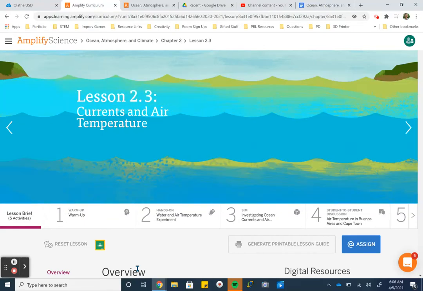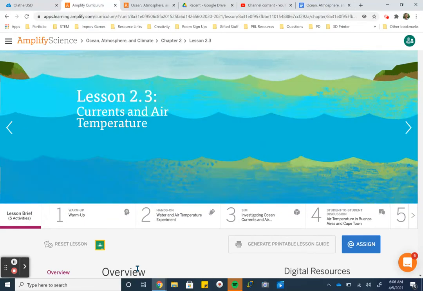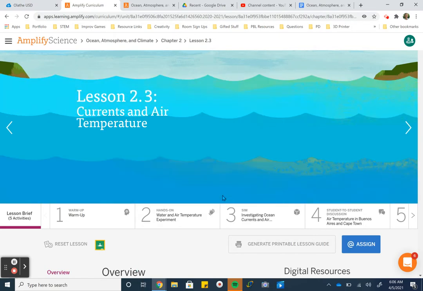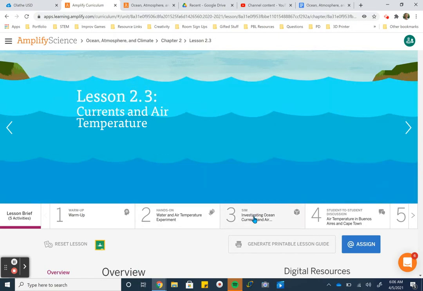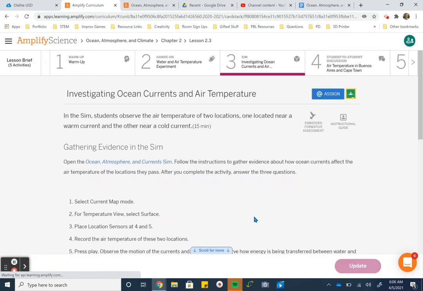This tutorial covers Lesson 2.3 of Amplify Ocean, Atmosphere, and Climate. This will be for Activity 3. In this sim today, we are trying to gather evidence to find out how ocean currents affect the air temperature of locations. Go ahead and open up the simulation.